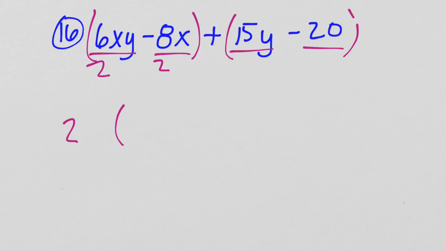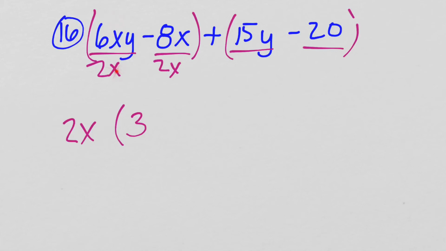Then I'm going to take a look at the X and the X. They both have an X. And I'm going to take a look at the Y. This one does not have a Y, so I can't take the Y out. So 2X is going to be what comes out. So now I'm going to simplify. 2 goes into 6 3 times.